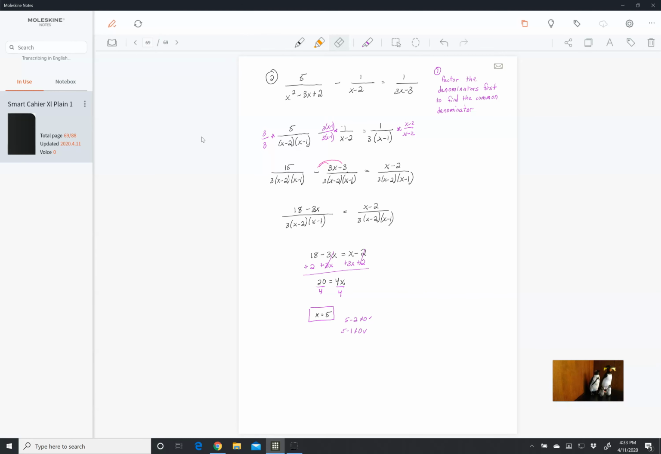So let's review what we did. We factored the denominators first. Okay. We found a common denominator second. Remember, this is a common denominator for all fractions, or really all rational expressions. It's interchangeable. Okay. Then we combined our fractions.